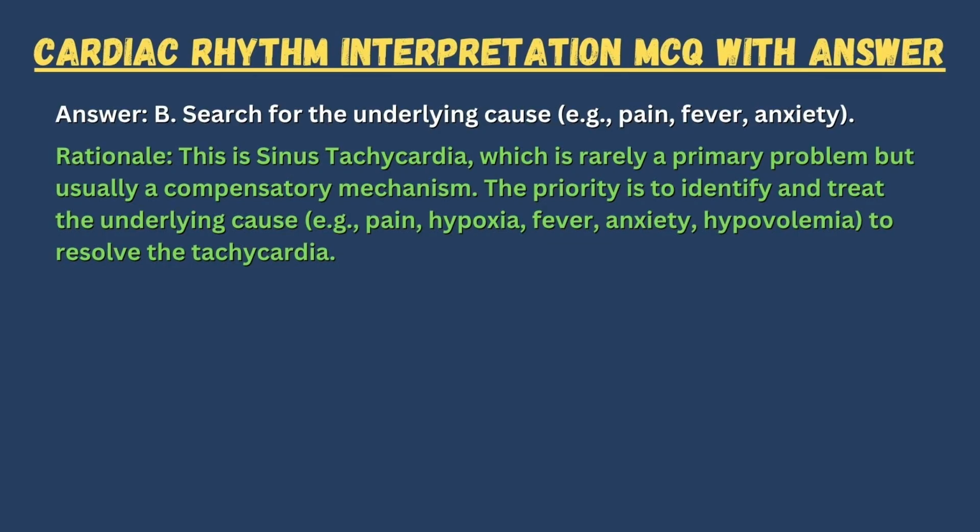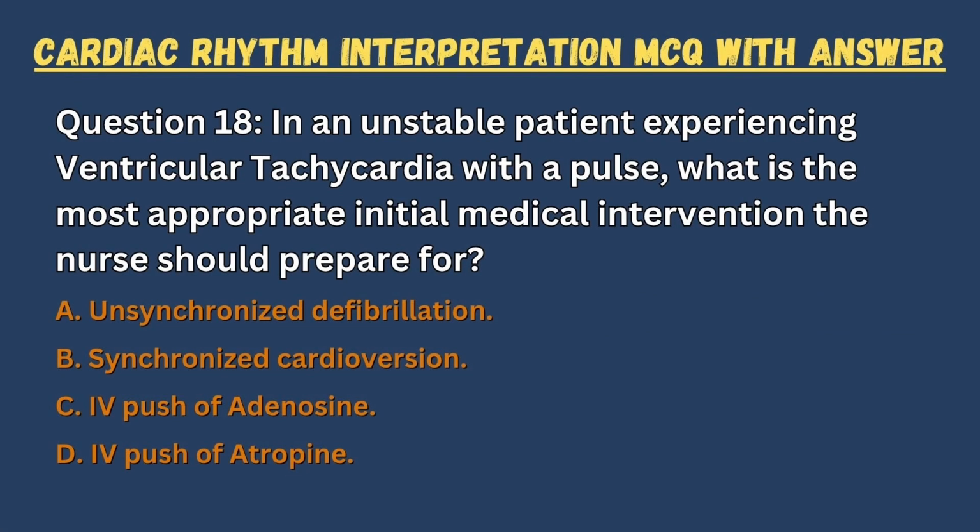The priority is to identify and treat the underlying cause, for example pain, hypoxia, fever, anxiety, hypovolemia, to resolve the tachycardia. Question 18. In an unstable patient experiencing ventricular tachycardia with a pulse, what is the most appropriate initial medical intervention the nurse should prepare for?